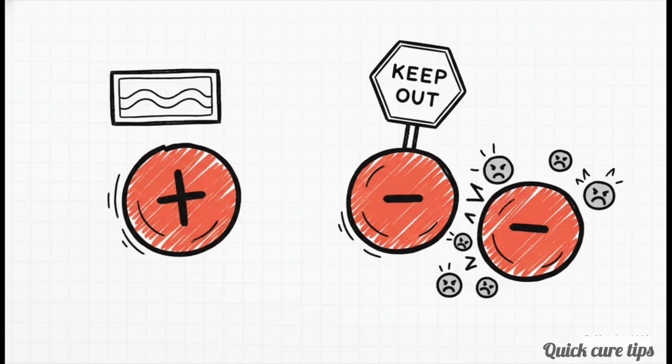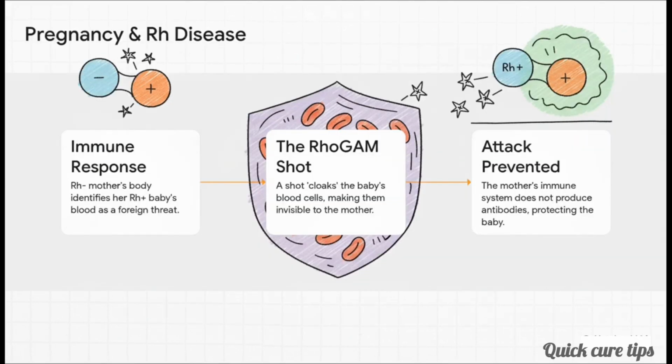Think of it this way. If positive blood is a house with a welcome mat out front, negative blood is a house with a giant keep out sign. Your immune system sees Rh positive blood as a foreign invader, and it will attack it. Now, this becomes most critical during pregnancy. As you can see here, if an Rh-negative mother is carrying an Rh-positive baby, her body can actually identify her own baby's blood as a threat and launch an attack.